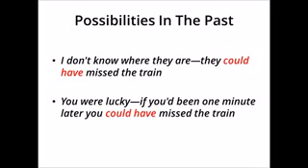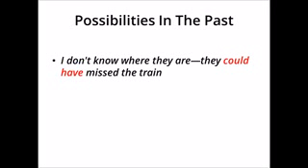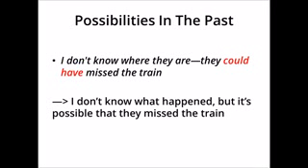If you're not sure and you want to think about it, pause the video for a minute and try to find the answer. So, let's look at the first sentence. I don't know where they are. They could have missed the train. This means I don't know what happened, but it's possible that they missed the train. Maybe they missed the train, maybe they didn't.